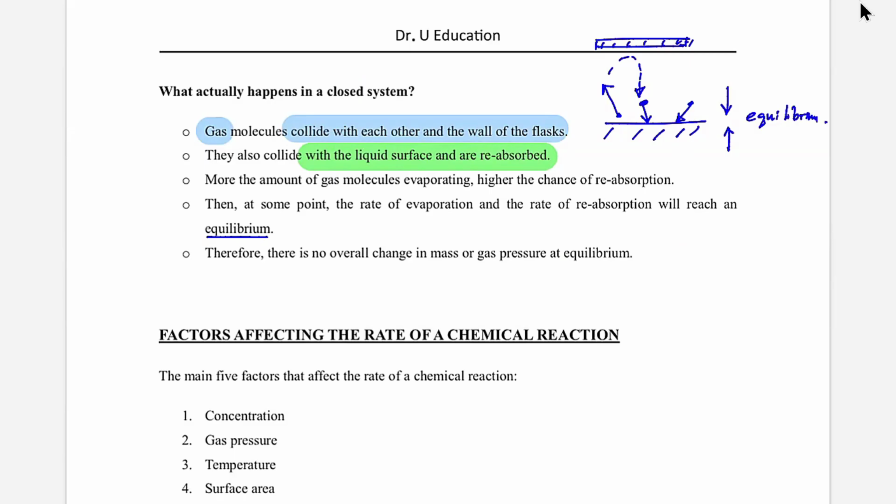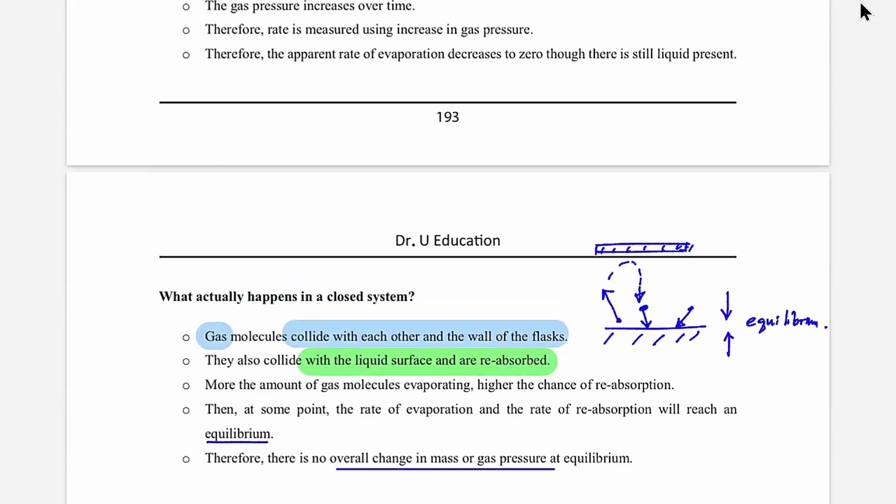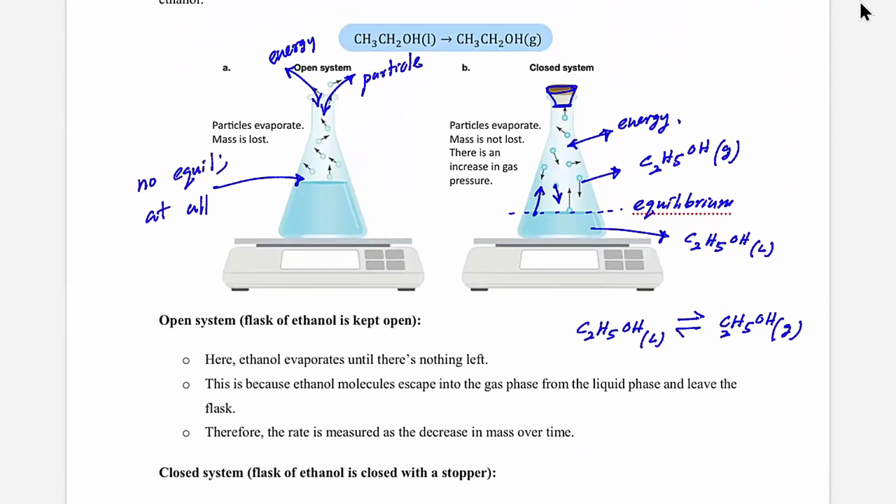So there is no overall change in mass or gas pressure at the equilibrium. Okay, so that is when the system is at equilibrium.